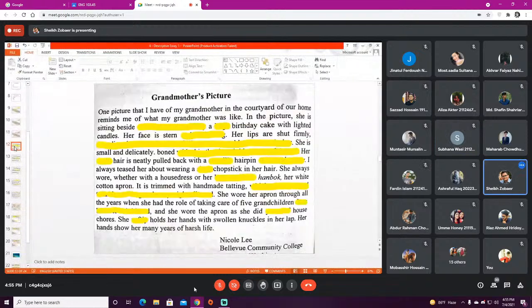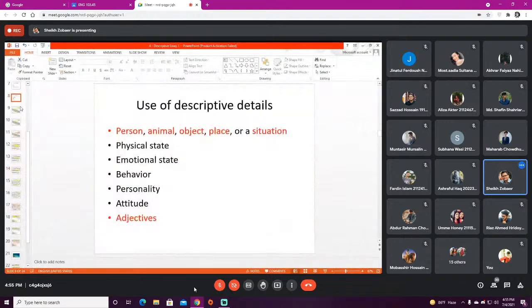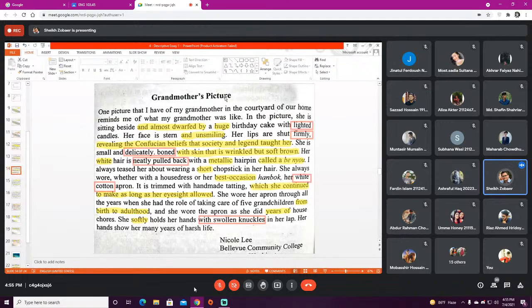Let's do something else. My grandmother's picture. This is another very interesting paragraph. I have marked the sections. When I upload the slide, you can read them. So this would be an example of the description of an object. My grandmother's picture is an object, so description of an object.